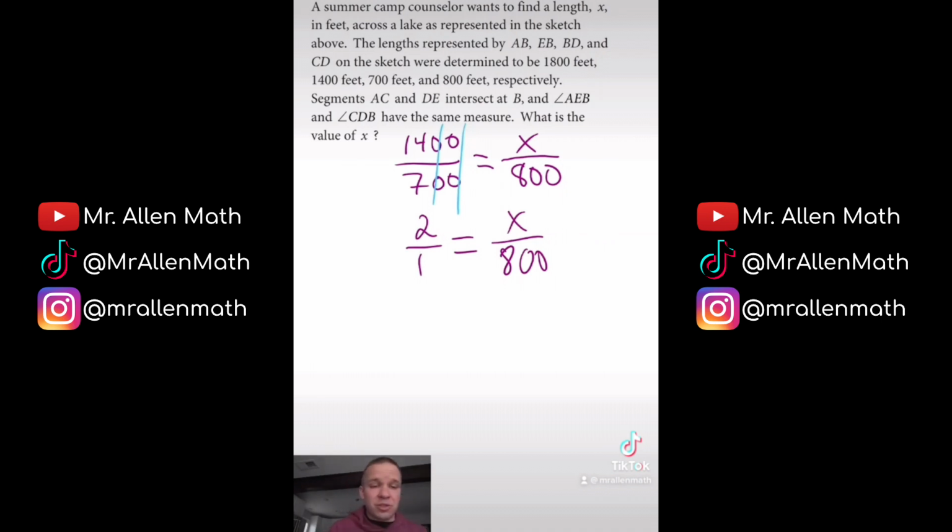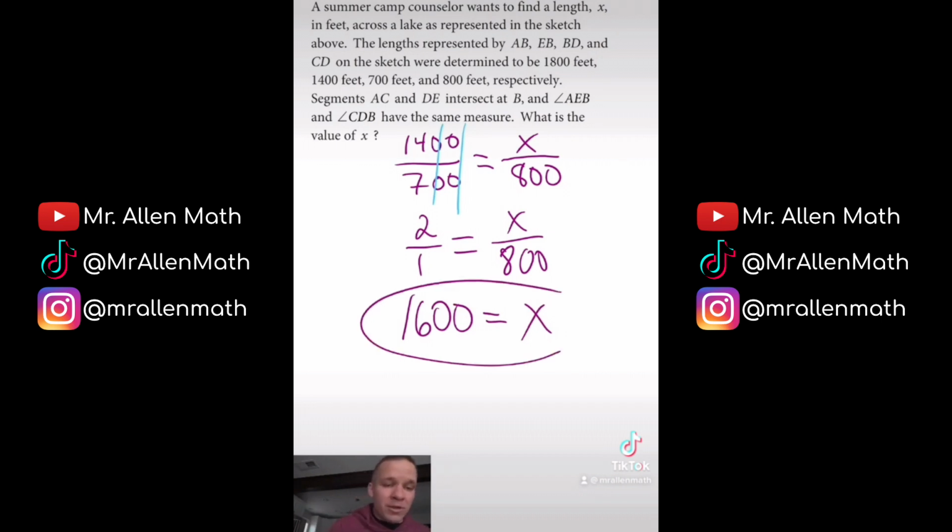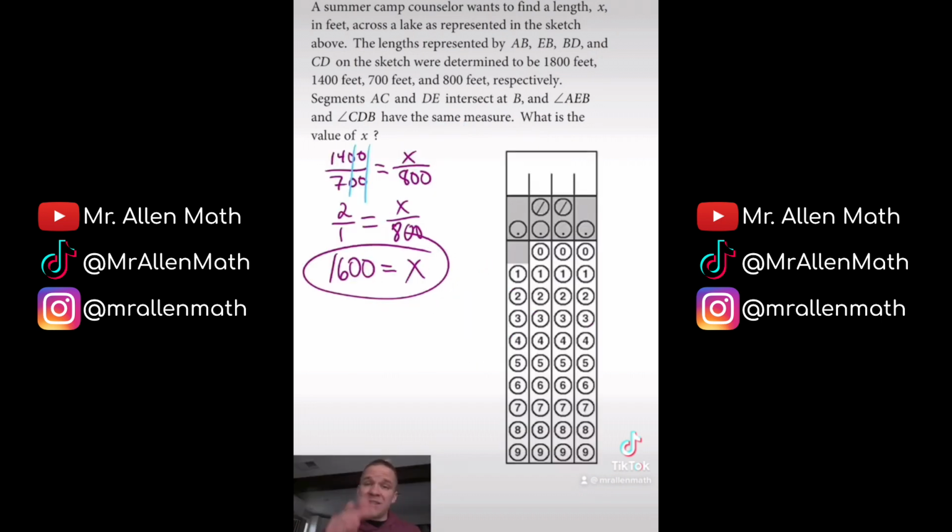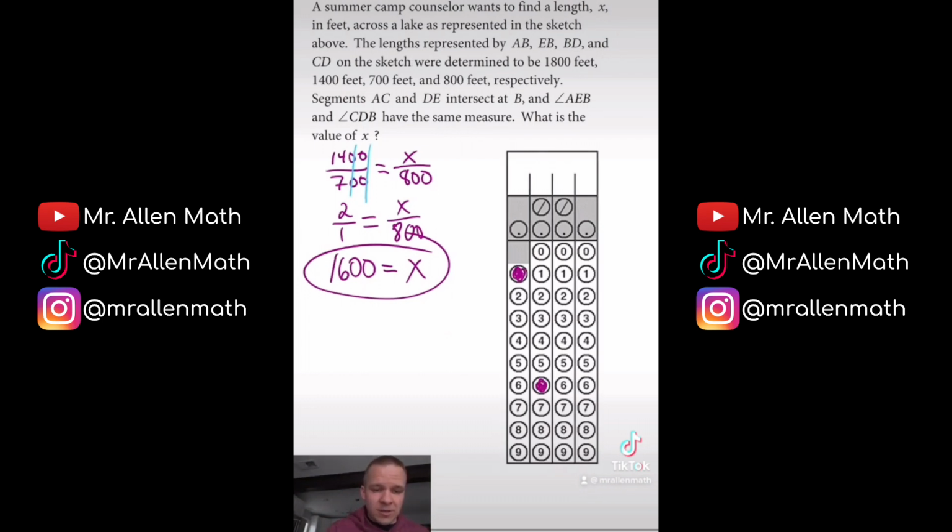But I can do 2 times 800. That's going to be 1,600 or 1,600 equals 1x or just x. Boom. There's my answer. Since this is free response, we're going to have to grid it in. That's 1,600. So I'm going to be 1, 6, 0, 0. The grid in is what counts. You can write this in up here, but that's really just to organize yourself. You have to grid those bubbles in.